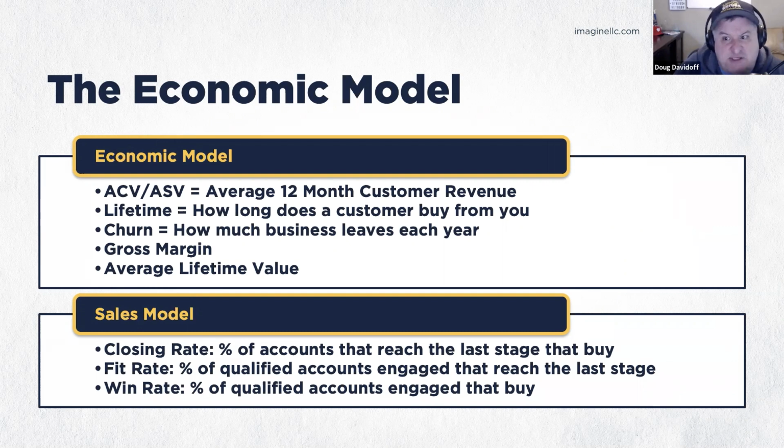And there are some things that you got to know, right? Different people call it ACV or ASV, average contract value, or average sale value, basically whatever you want to call it. If you look at a customer that you're working with, you look at your target customer, what's the target revenue that customer will produce in a 12-month period of time?